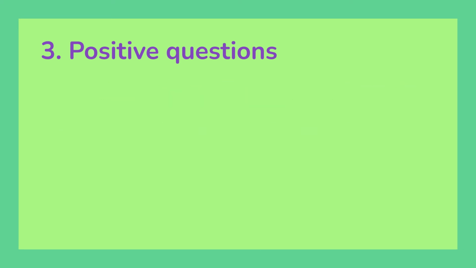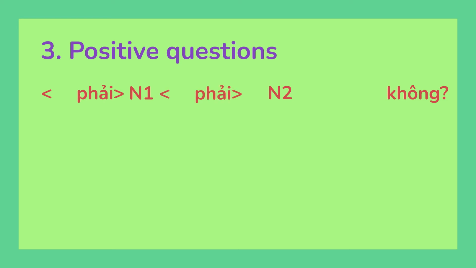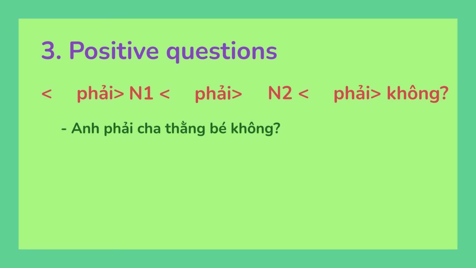Another point that makes the question structure the most difficult part is that the word phải can be put at the beginning of the question, before the second noun, or before the question word không as well. So all of these questions are correct. Anh phải cha thằng bé không? Phải anh cha thằng bé không? Anh cha thằng bé phải không?